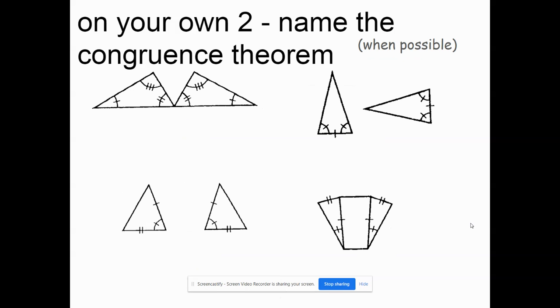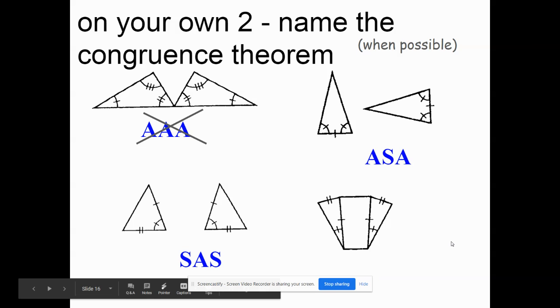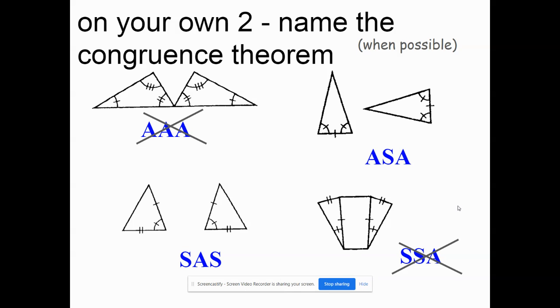Again, try some on your own. First one is all angles. That's no good. Second one is angle, side, angle. That one's totally fine. Here we have side, angle, side, so that's good. And here I have angle, side, side, or side, side, angle, and that is no good.